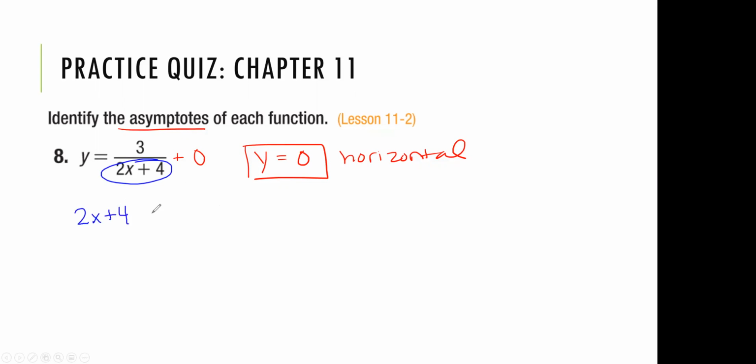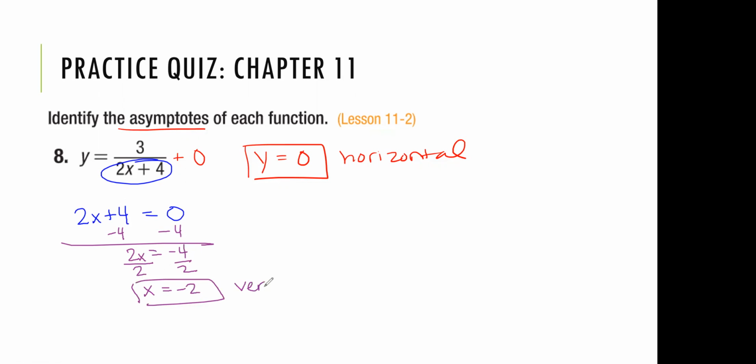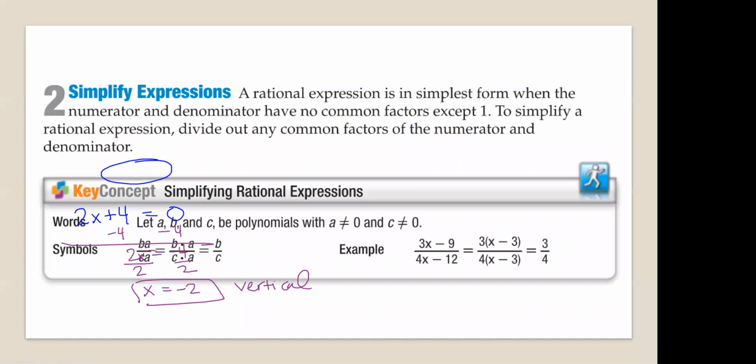So we set 2x plus 4 equal to 0. Then we solve by subtracting 4, so we get 2x equals negative 4. Then we divide both sides by 2, so x is equal to negative 2. So this would be our vertical asymptote. So here we have the vertical and the horizontal asymptote identified.